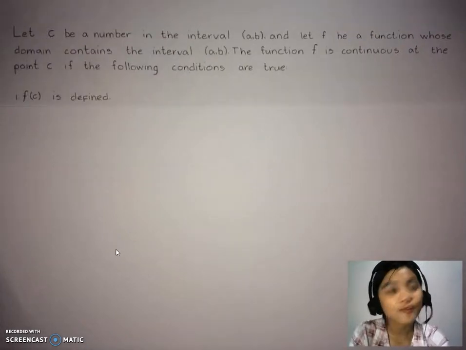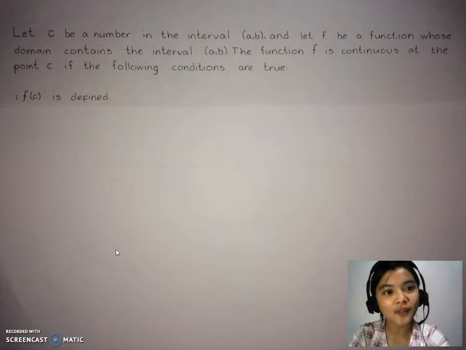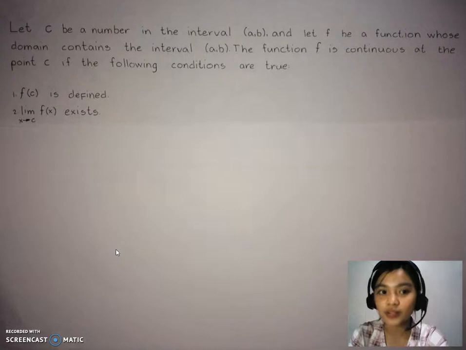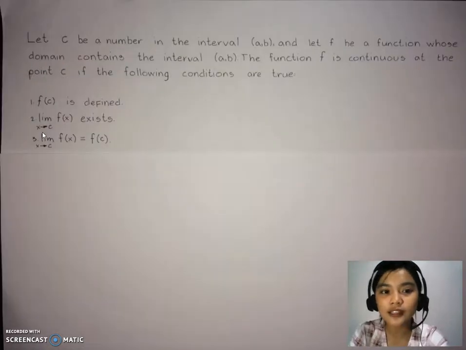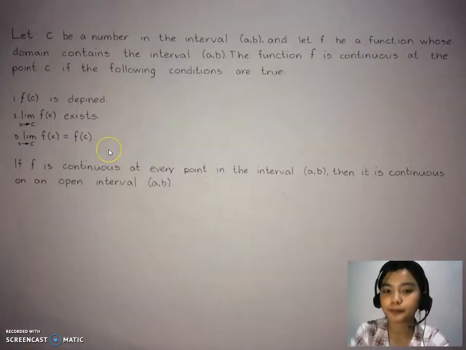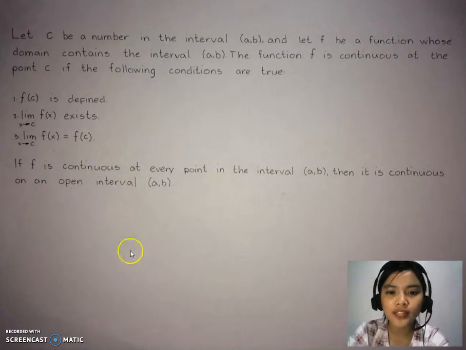For the first condition, we have f of c is defined. For the second condition, the limit of f of x as x approaches c does exist. And for the third condition, the limit of f of x as x approaches c must be equal to f of c. If f is continuous at every point in the interval a, b, then it is continuous on an open interval.